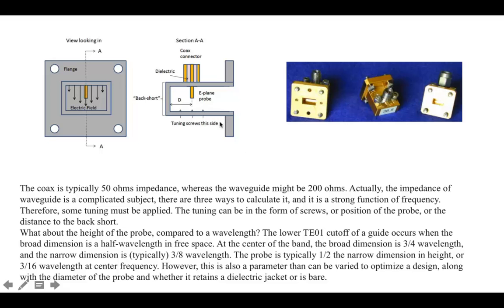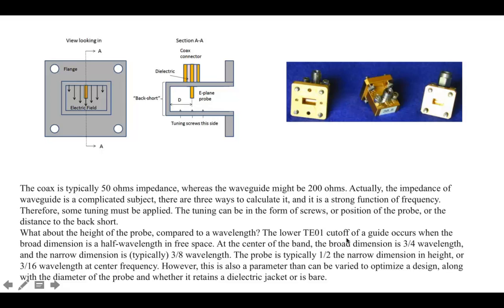Because you have this impedance mismatch, these systems have little tuning screws in the side, a little stub of a screw that comes into the waveguide itself. That helps you to experimentally match the impedance. You can also have tuning in the form of how far back this short is, which also helps with impedance matching. The lower TE01 cutoff occurs when the dimension is about a half wavelength in free space.